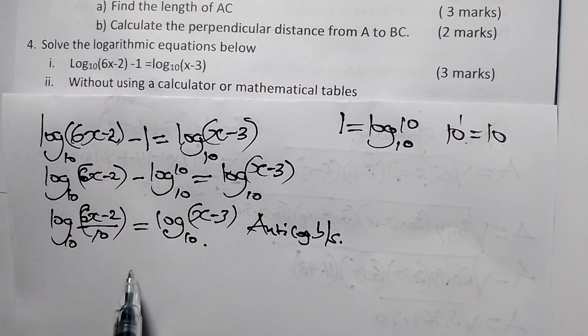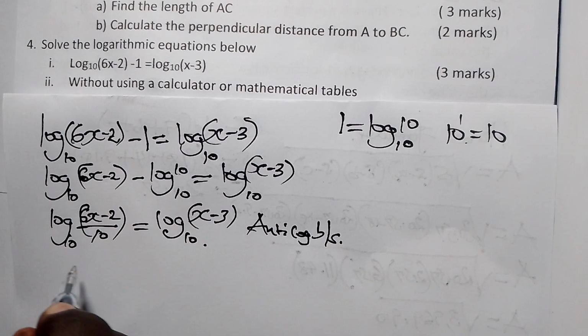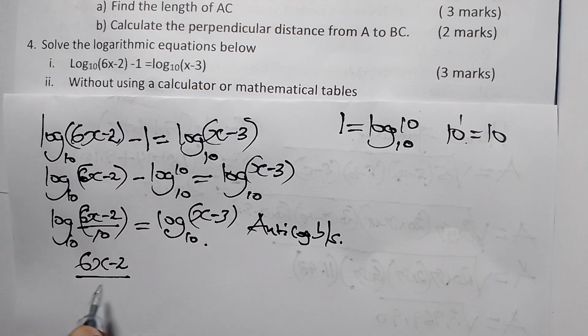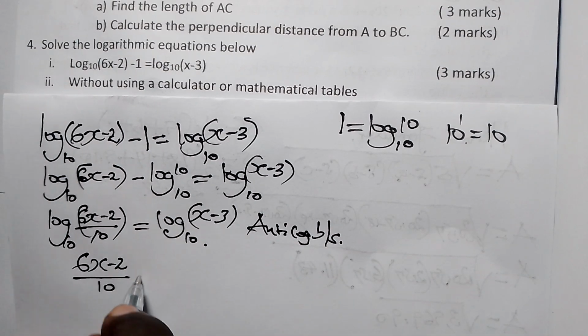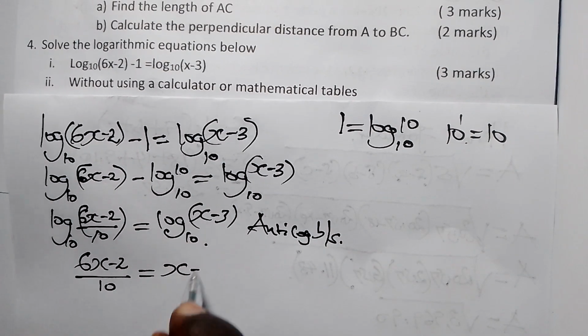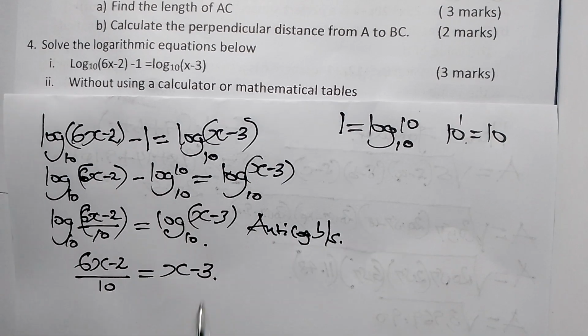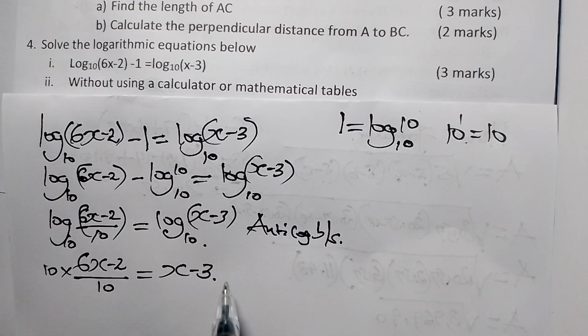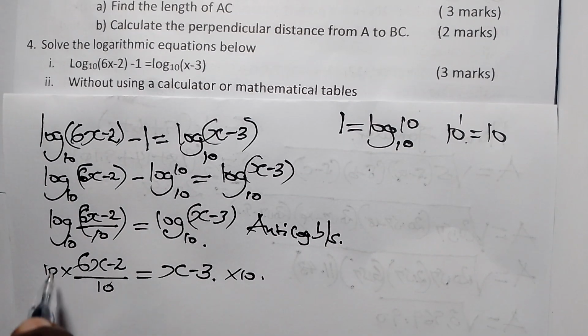When you take the antilog on both sides, we go back to the original expression. We're going to have (6x minus 2) divided by 10 equal to x minus 3. Then, to get rid of the 10, multiply both sides by 10. Multiply this side by 10 and also this side by 10. So the 10 cancels out.